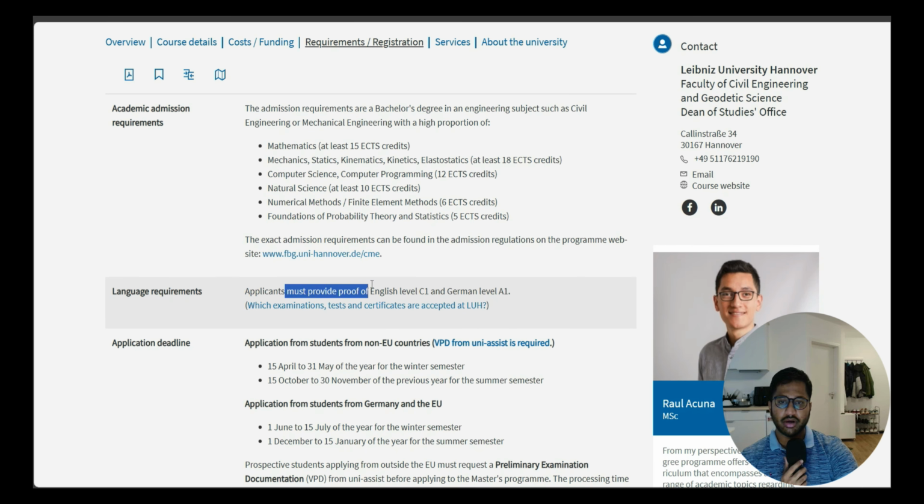Then the applicant must provide proof of an English language certificate of C1. C1 is nothing but 7 and above, and a German level of A1 at the time of application itself. So you need to have both: IELTS C1, which is 7 and above, and German level A1 minimum, which will be your Goethe, TELC or any of the recognized certificates.